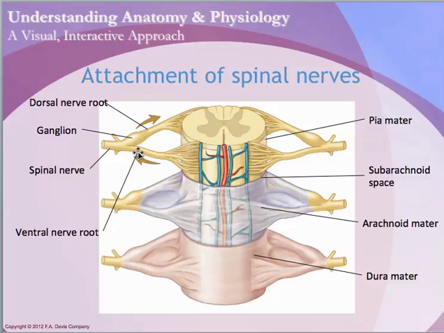The pia mater contains blood vessels. The arachnoid mater lies between the dura mater and the pia mater. It is a delicate layer resembling a cobweb. The dura mater is the tough outer layer. The subarachnoid space here lies between the arachnoid mater and the pia mater, and it's filled with cerebral spinal fluid.